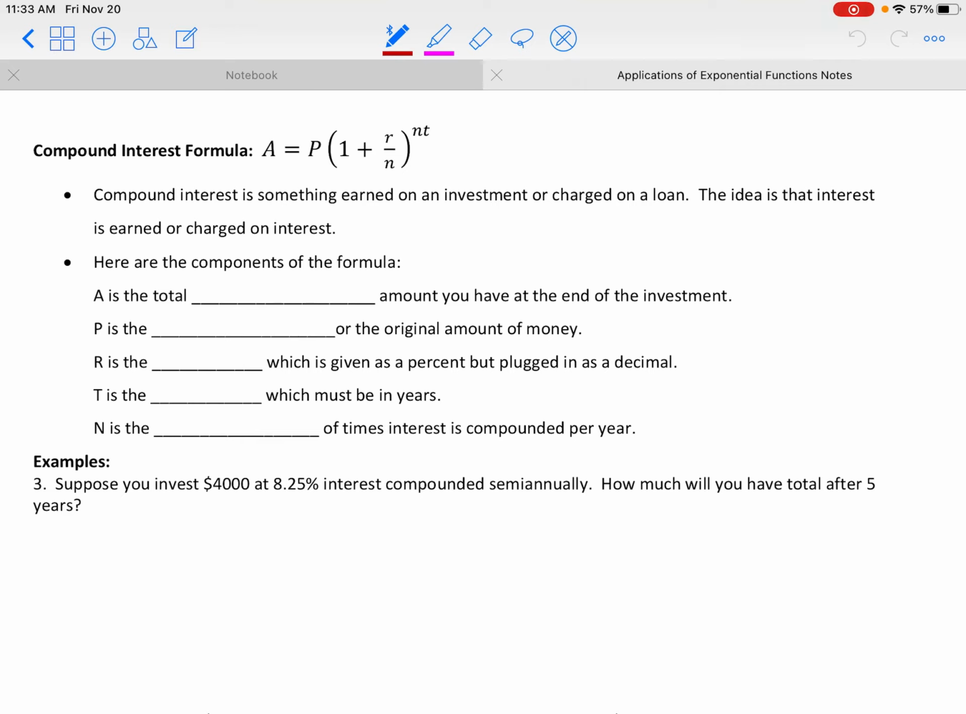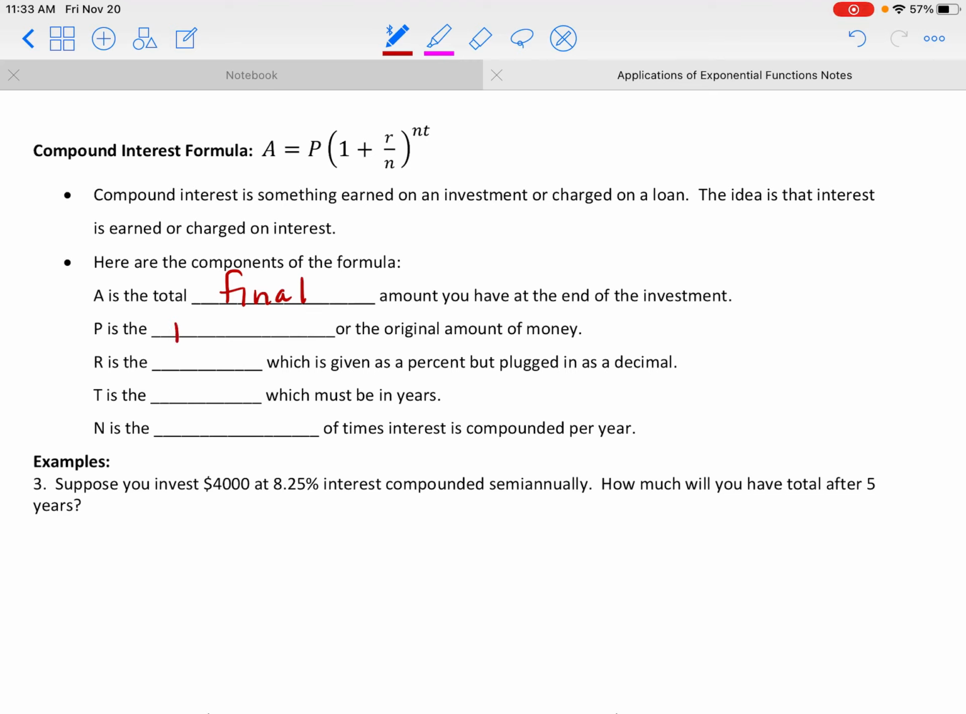Okay, so we have an exponential formula there that models it for us, and all we have to be able to do is use this formula. So how many variables do we have there? We've got A, P, R, N, and T, so 5. The idea is we're going to be given 4 of the variables, and we've got to be able to solve for the one that's missing. So in the formula, A represents the total accumulated amount that you have at the end of your investment, or that you're being charged at the end of your loan. So it's the total final accumulated amount.